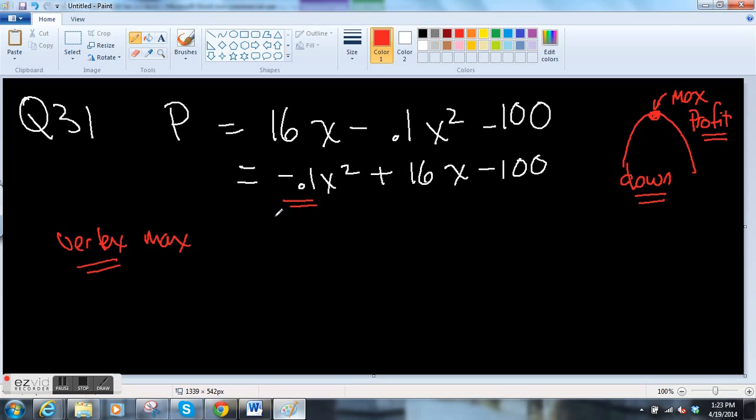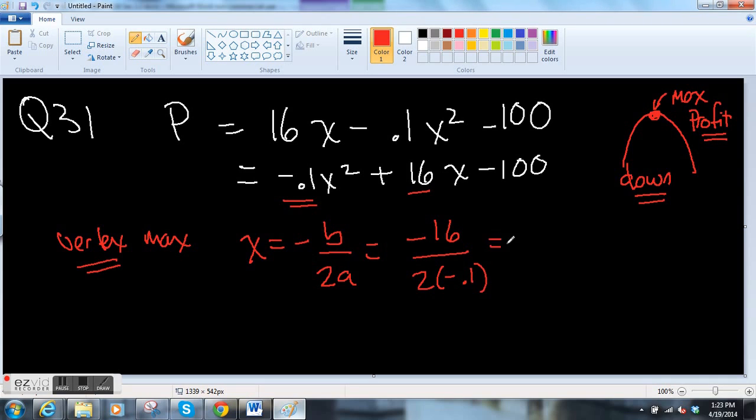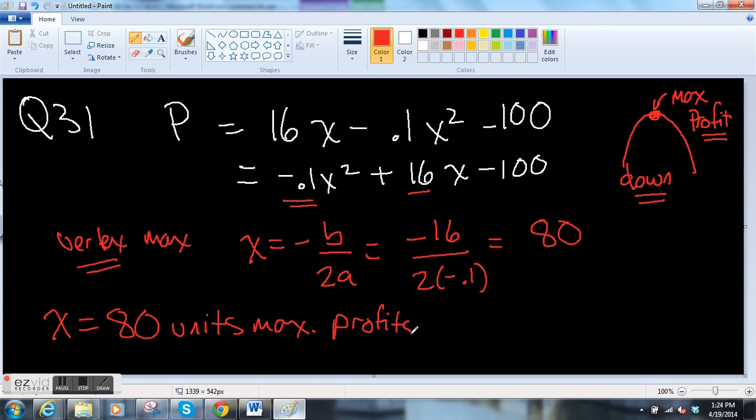So what level of production maximizes profit? Well, we use our coordinates. We know that the x value equals negative b divided by 2a. In this case, that's negative 16 because that's b, divided by 2, and a is minus 0.1. Don't forget the minus. And all of that equals 80 because that's 16 divided by 0.2, and the negative signs cancel. So your answer is x equals 80 units maximizes profit. So you would make 80 units if you want to maximize profit.